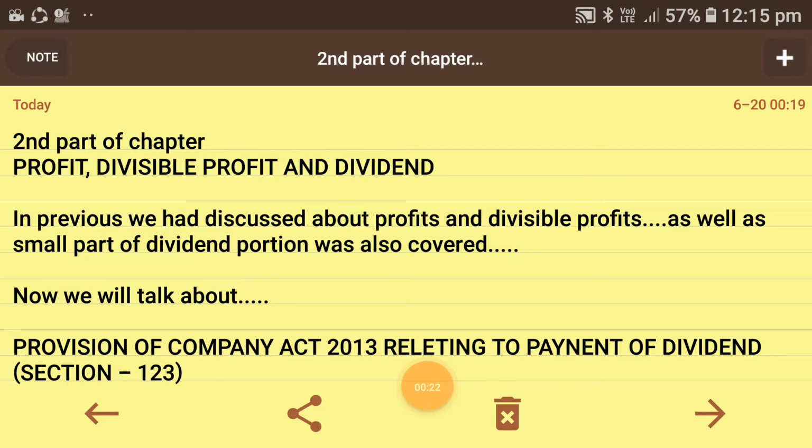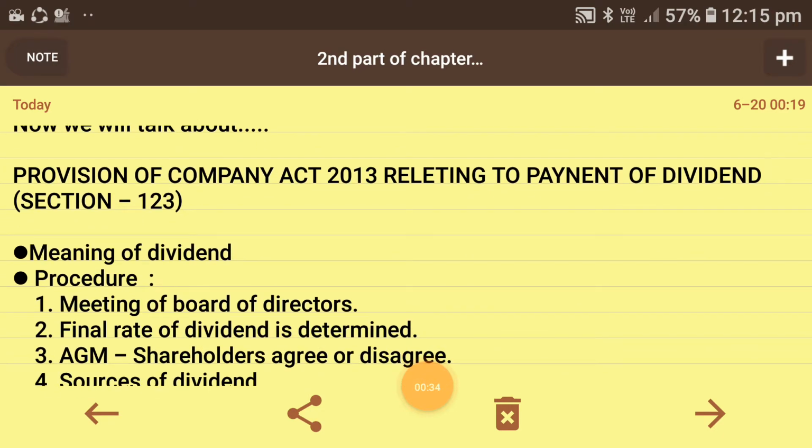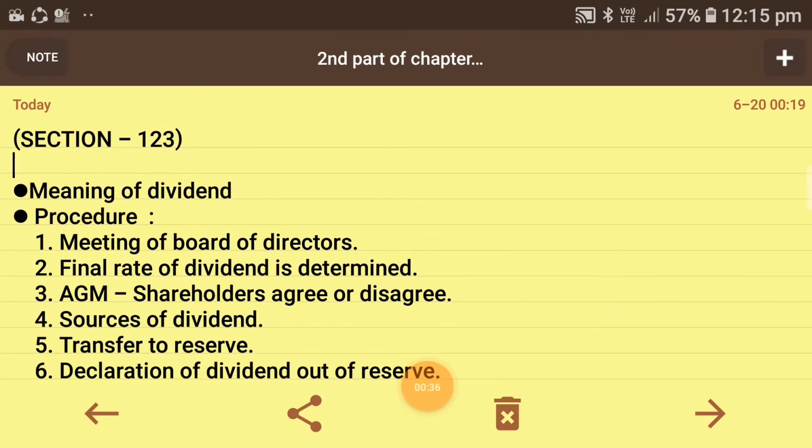In this video we will discuss the provisions of Companies Act 2013 relating to the payment of dividend, which comes under section 123. So now we will talk first of all about the meaning of dividend. What is the meaning of dividend in these provisions? The meaning of dividend comes under section 2 subsection 35, which means the definition is given in this section. So what will be the definition?